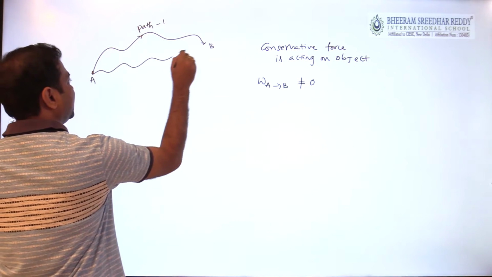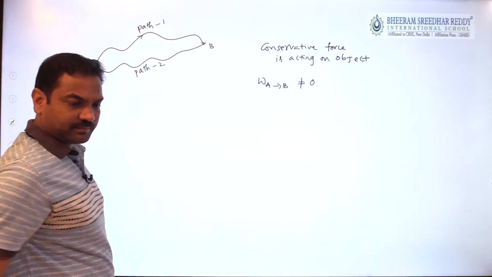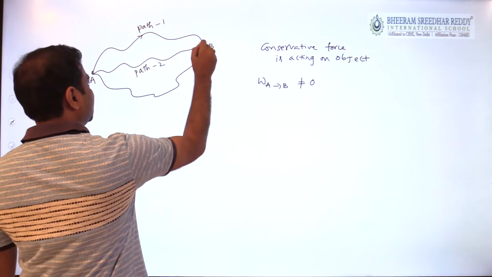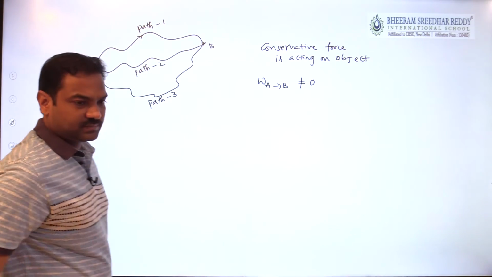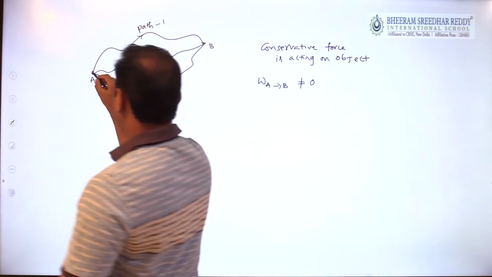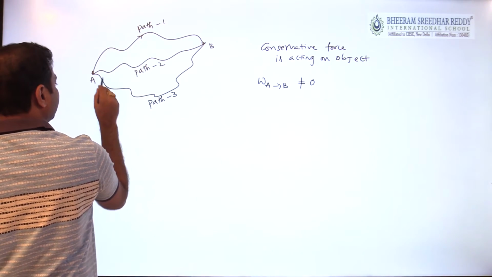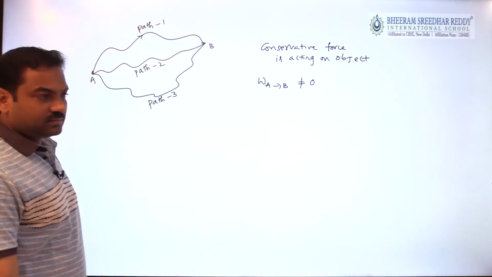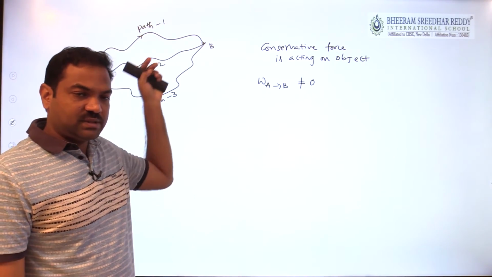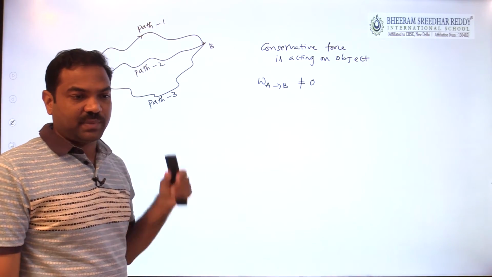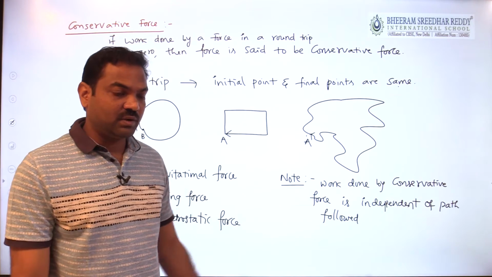Now if I move in another path, second path, from A to B only, initial and final points the same. Even if I move along a third path, something like this, path 3. Like that you can write n number of paths. But see, the object is moved in path 1, in path 2, even in path 3. By what force? The same conservative force only. The object is moved in different paths, so work done by conservative force is independent of path followed.